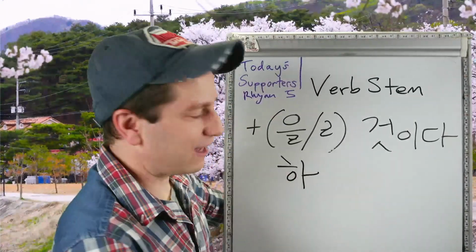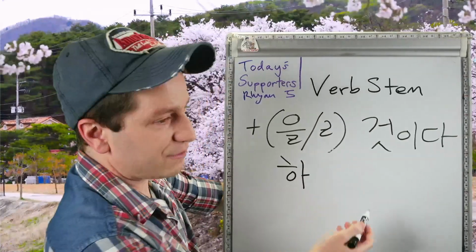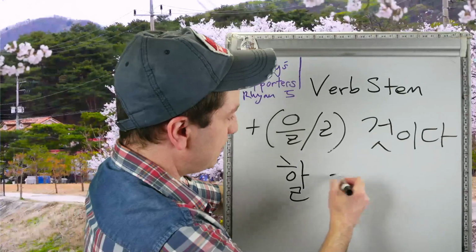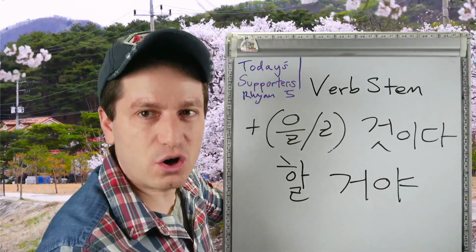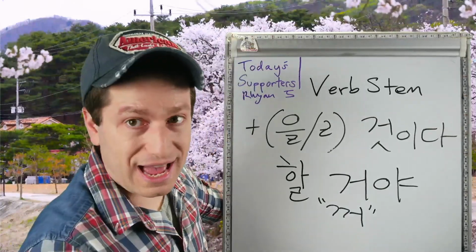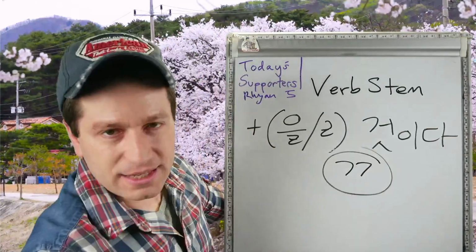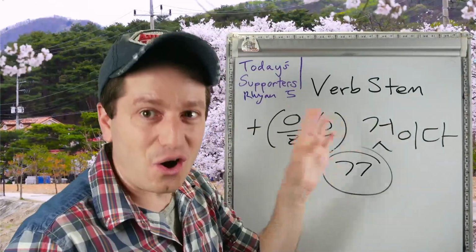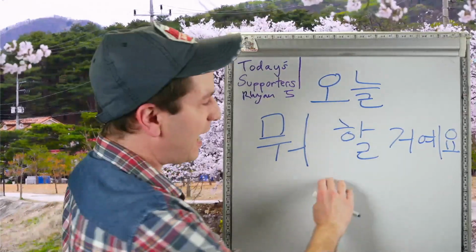So let's do 하다. Well, we get the verb stem of 하다, we know is 하. It ends in a vowel, so we attach ㄹ. Then let's just do 거야. This is not said as 할 거야. It is said as 거야. So any time that you use this form, it always has this sound. 거.